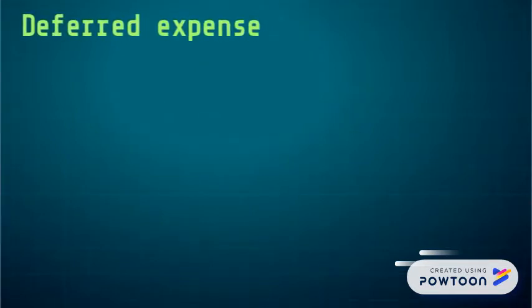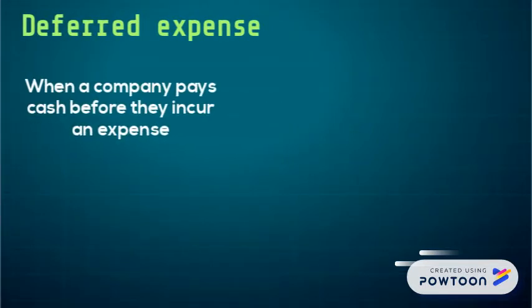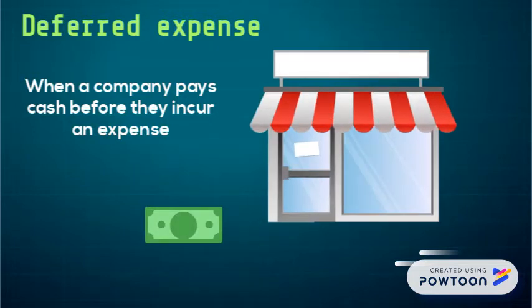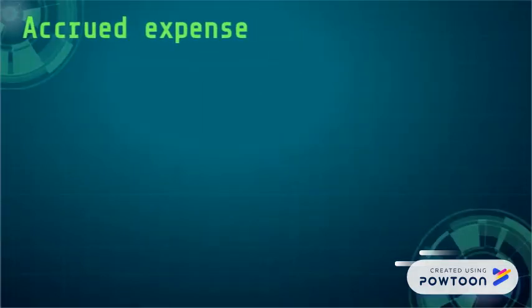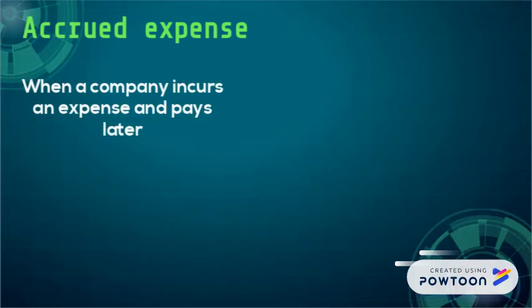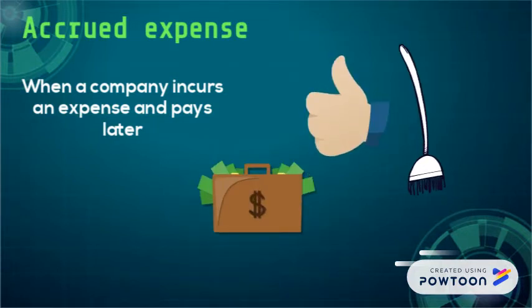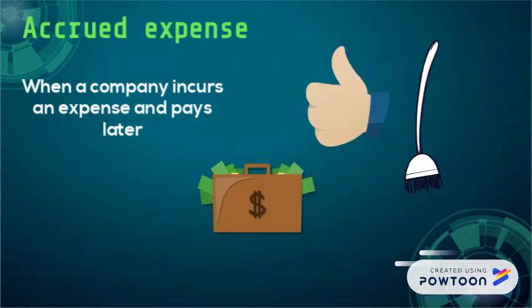Deferred expense is when a company pays cash before they incur an expense. For example, a company may prepay rent for a certain time period before they occupy the building. An accrued expense is when a company incurs an expense and pays later. For example, a cleaning company will pay their employees after the job has been done.